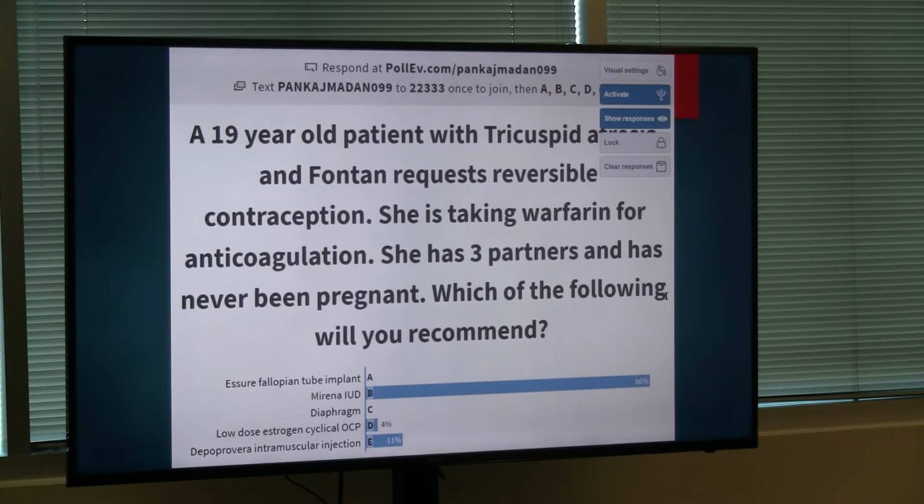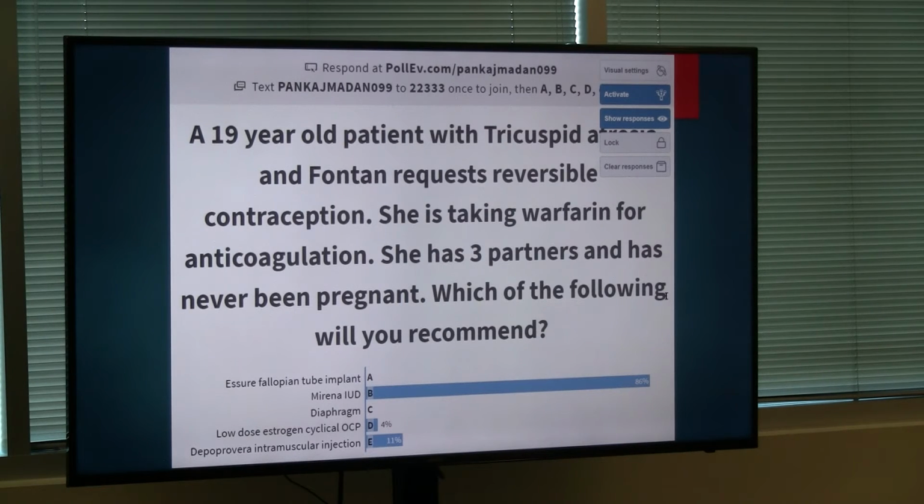So Mirena IUD was the majority of the response. People who have rotated through us, in general, in all the cardiac patients, we love Mirena IUD. And the second thing that we love is just the progesterone-only contraception. We do not like the low-dose estrogen OCPs because of the higher risk of thromboembolism. But for this particular patient, because of the multiple partners, there is a higher risk of pelvic inflammatory disease.